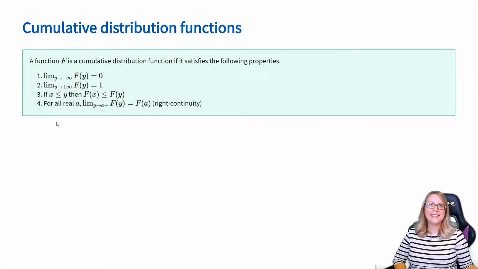For any x less than or equal to y, the CDF of x must be less than or equal to the CDF of y. And then finally, for all real a, the limit as y approaches a from the right of the CDF of y must be equal to the CDF of a. In other words, CDFs are right continuous functions. They may not necessarily be left continuous functions. You'll see that behavior in the discrete case.